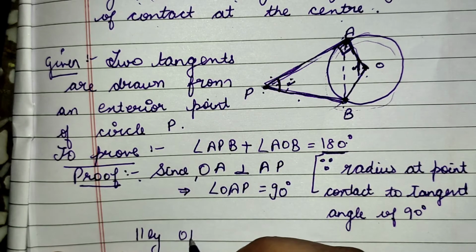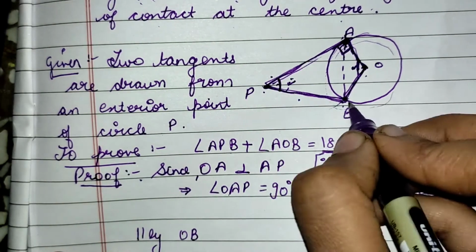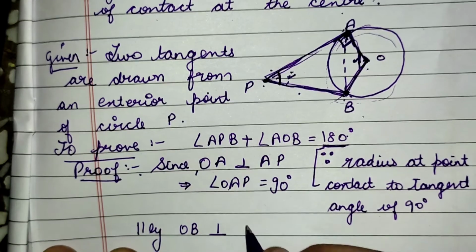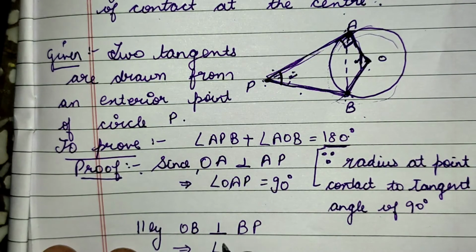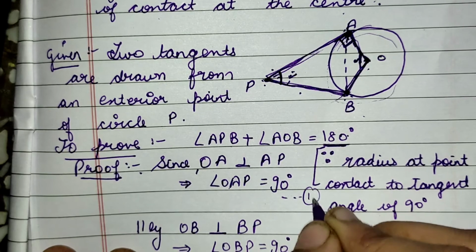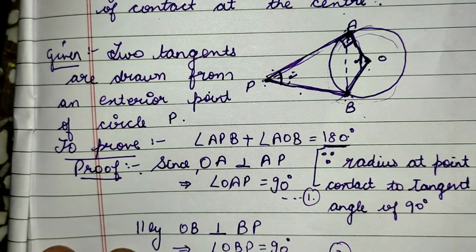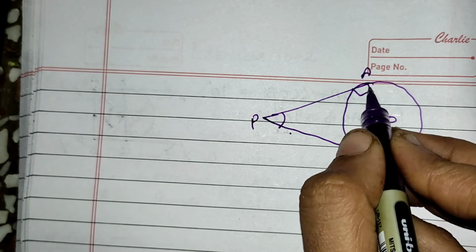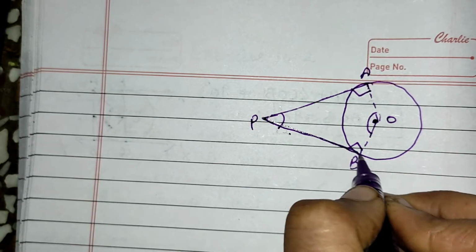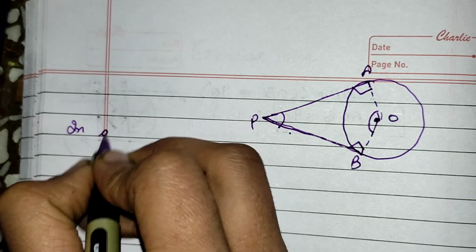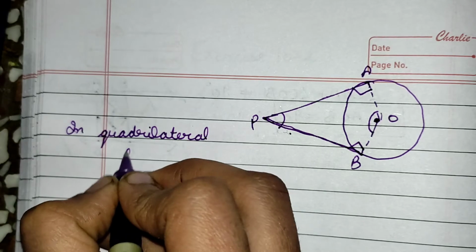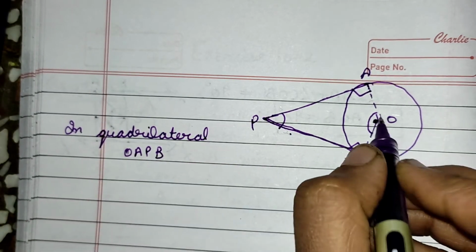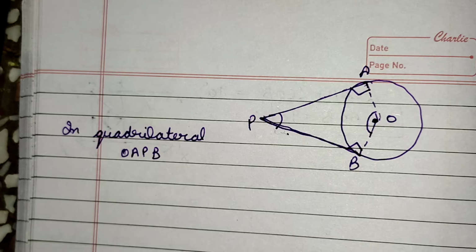Similarly, this OB is also a radius, and OB is perpendicular to what? OB is perpendicular to BP. So that means angle OBP is equal to 90 degree. So this is suppose my equation number 1, and this is my equation number 2. Now you can see that this is a quadrilateral OAPB. So in quadrilateral OAPB, the sum of all angles will be equal to 360 degree.